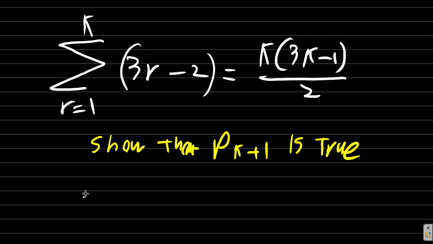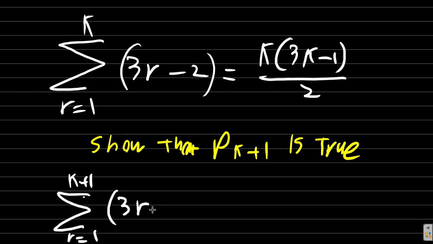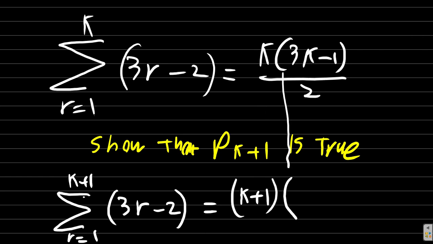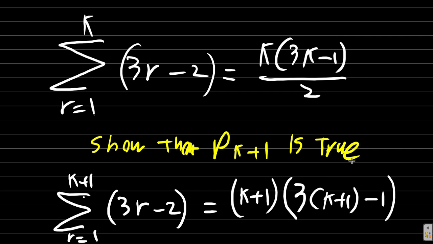So you're going to have the sum from r equals 1 to k plus 1 of 3. Notice r still remains r, 3r minus 2 equals, now the k becomes k plus 1. So what happens? You have k plus 1. So this k becomes k plus 1 now, open bracket, this is the same bracket here, open bracket, 3 times, now this k becomes k plus 1, so you write k plus 1 here, and then the minus 1, close bracket, over 2. See that?